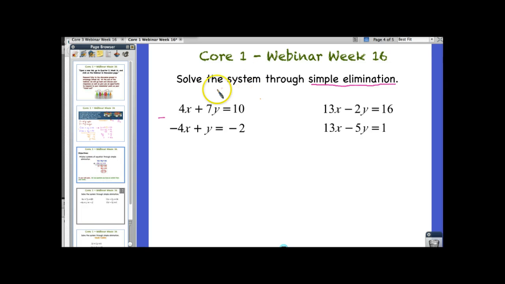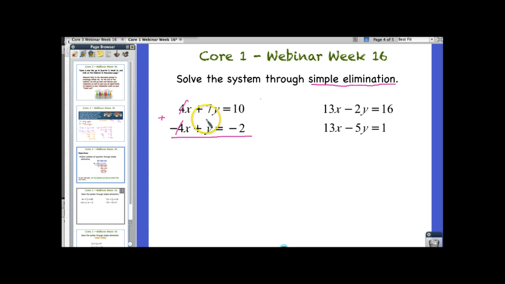All right, so if I add these together, 4 plus a negative 4, what happens to that? It's 0. It cancels, because you're taking a positive 4 and a negative 4 and putting those together, they cancel. So it turns into 0. So these end up canceling, which is what you want. That's elimination. We eliminated the x term.